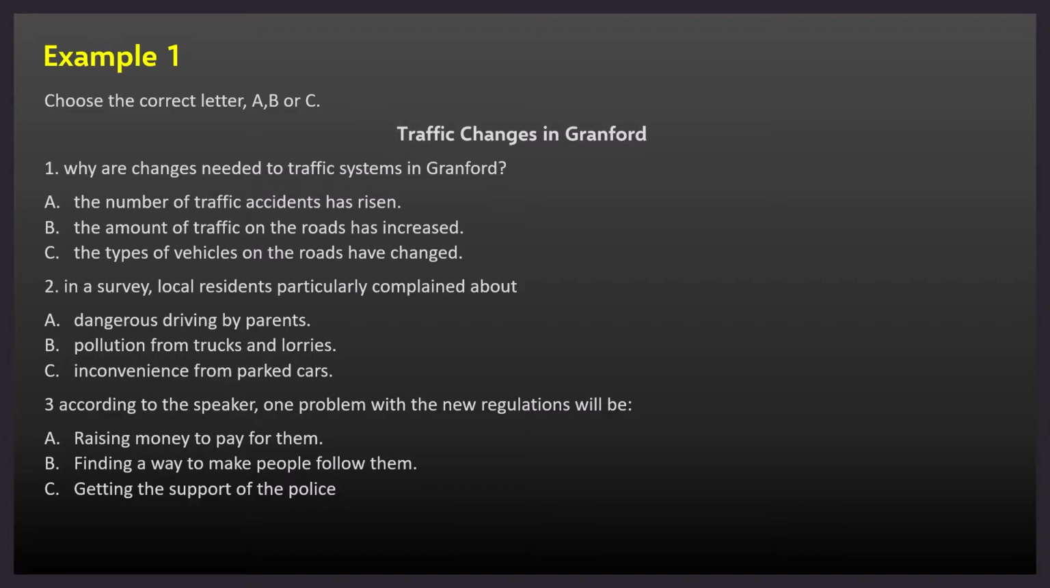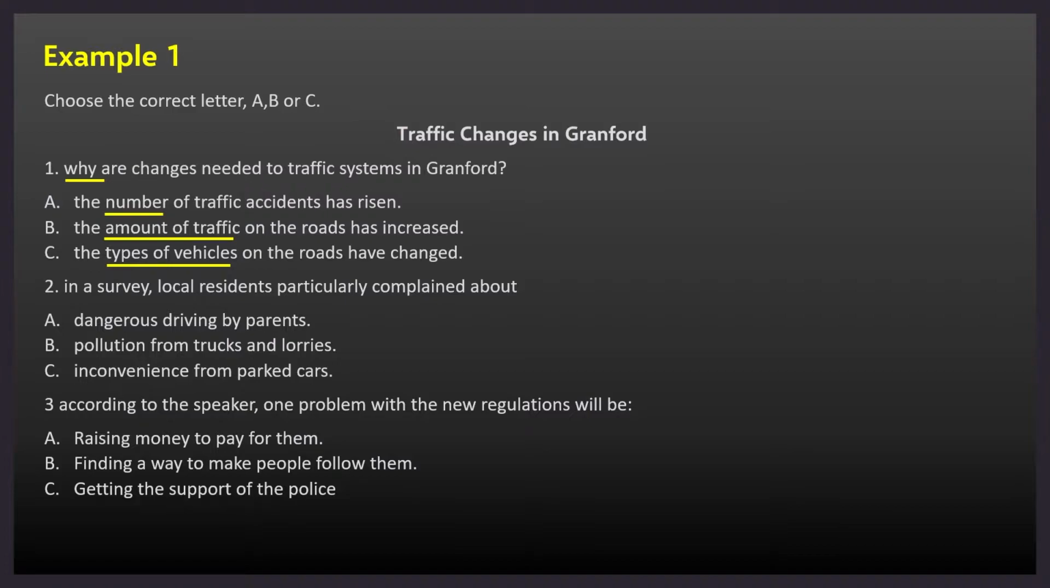Look at the first question. It says, why are changes needed to traffic systems in Granford? The question is why. It's asking us for the reasons. So that's your keyword. In the choices, you have the number of traffic accidents, the amount of traffic, the type of vehicles. The other parts of the sentence are not really important. You can and you must study the whole choice, but it's important to underline the very keywords that can help you get to the answer.